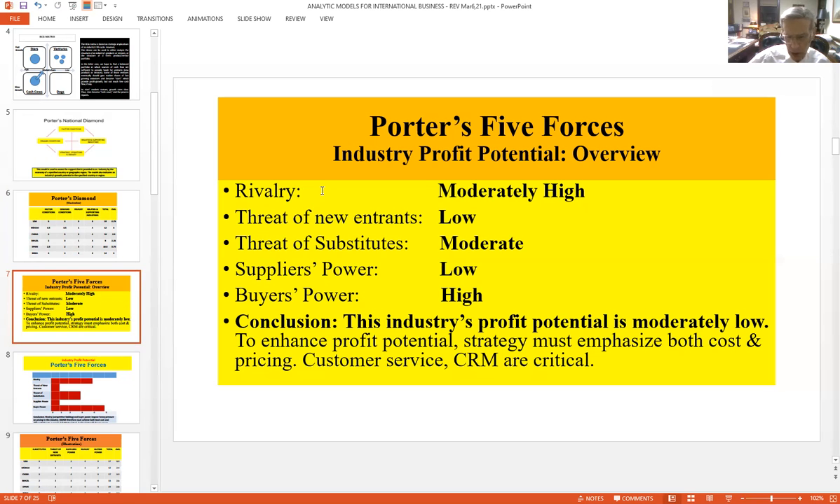So here's one way simply to mention the 5 forces, and there they are. Rivalry. How intense is rivalry in this industry? And there are checklists that Porter gave us to measure all these things. What is the threat of new companies coming into this industry, which would upset the supply-demand balance? What's the threat of substitutes from brand new or altogether different industries?